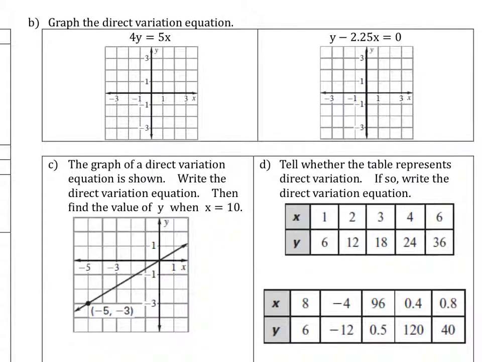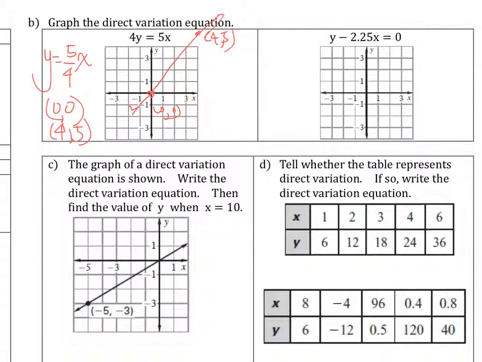Part B, graph the direct variation equation. So we can just rewrite this as y equals 5/4 x. You know that for a direct variation, it goes through the origin 0, 0. And we can simply use another point, say when x is 4, y is 5. It's about right here. This would be 4, 5, and 0, 0. And we can draw a line.